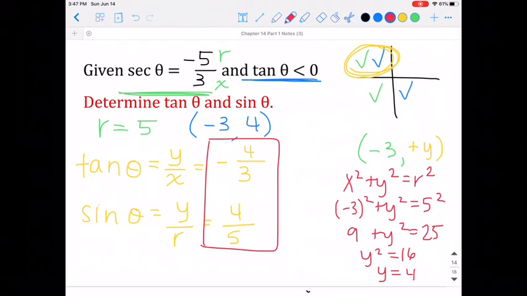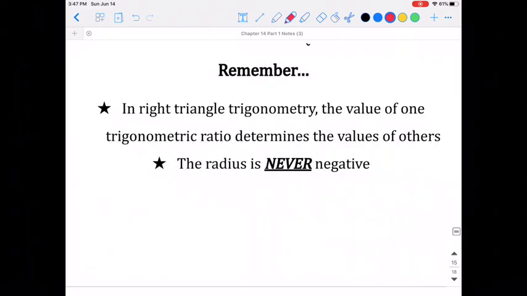So again, for these problems, first you have to figure out which quadrant your theta lies in. Then you have to either solve for your r value or solve for your x or y value, depending on which trig function that you are given. And then use all of that information to determine the missing trig functions. And that is it for this section.